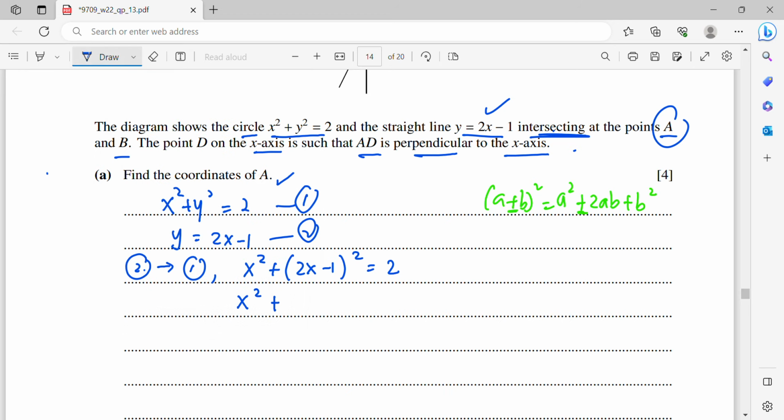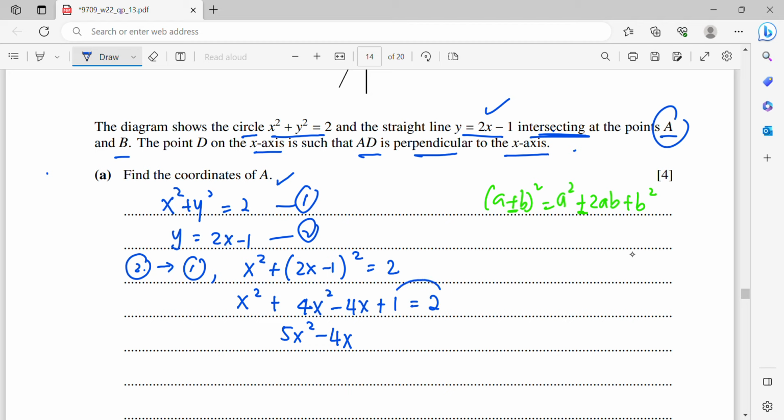Alright, so now it will be 4x squared. So 2x times minus 1 times 2 is going to be negative 4x. Square of minus 1 is plus 1. This will be the quadratic expansion, and it equals 2. So now simplify. x squared plus 4x squared is 5x squared minus 4x.